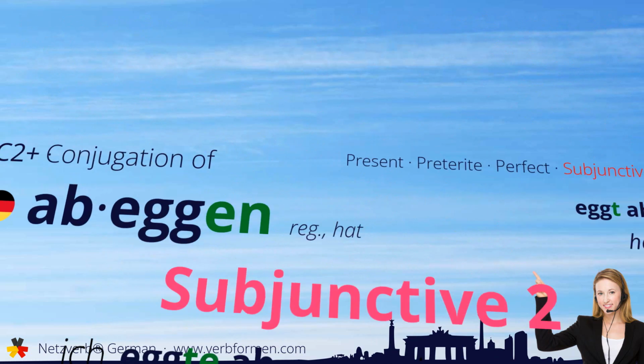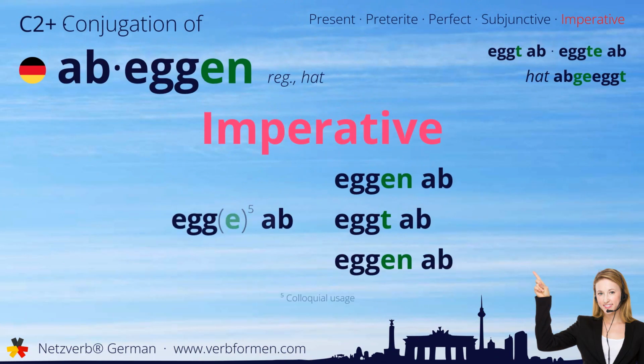And finally, we'll cover the imperative. Egge ab du. Eggen ab wir. Eckt ab ihr. Eggen ab sie.